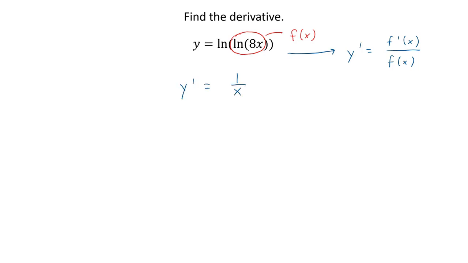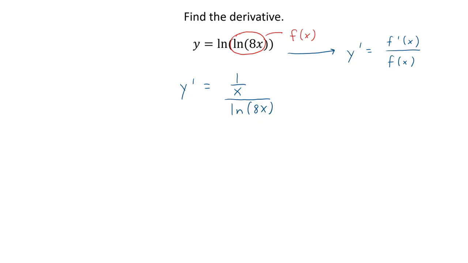In the numerator, we need f prime of x. F of x is ln of 8x. Well, this is just ln of a multiple of x. And remember from our previous videos that although this is still an employment of the chain rule, we don't have to use the chain rule to find the derivative of ln of 8x. Ln of any multiple of x is still just 1 over x. So f prime of x is 1 over x.